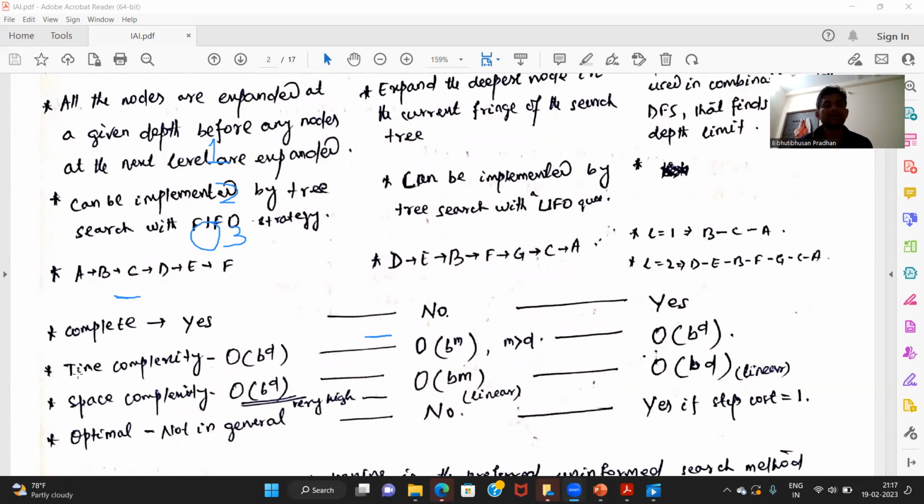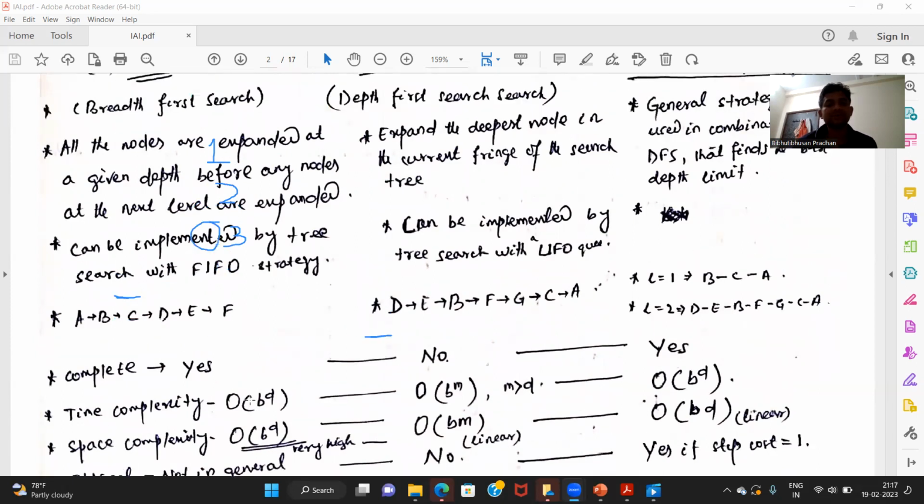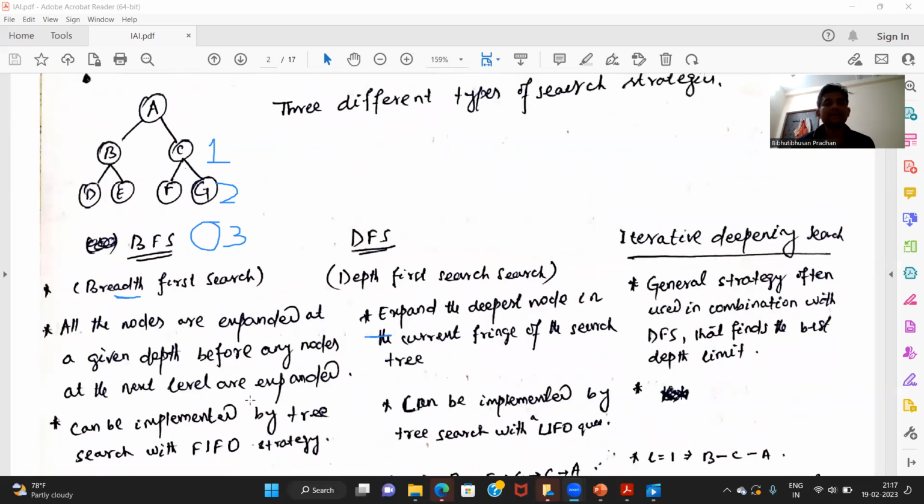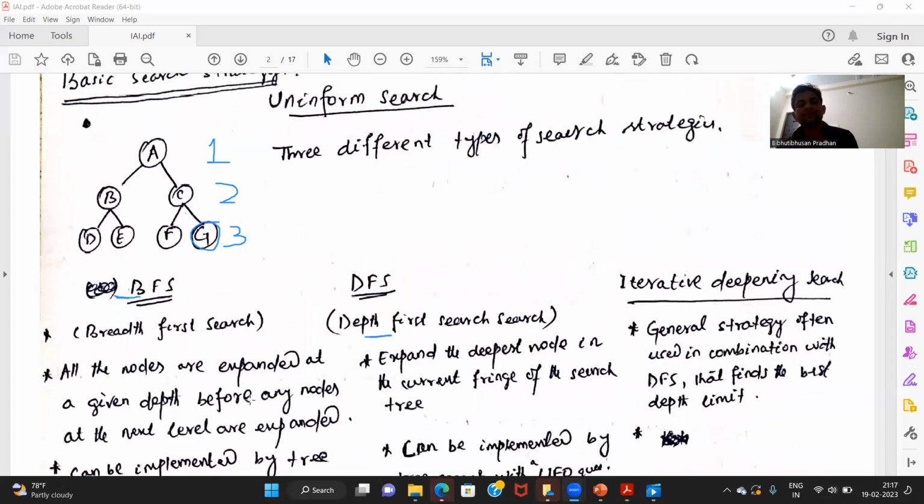But the drawbacks are that it consumes more time and more space. The time complexity is on the order of b to the power d, and the space complexity is on the order of b to the power d again. Here we need to understand what b is, what d is, and what m is also. So let us go back to our graph given here. b is nothing but the branching factor. The branching factor is the maximum number of branches for each given node.